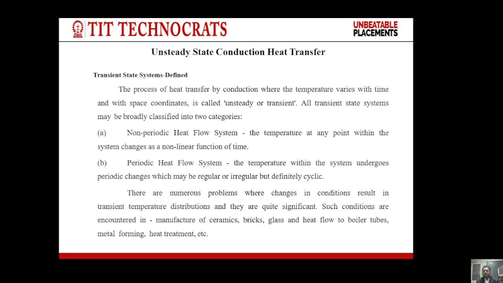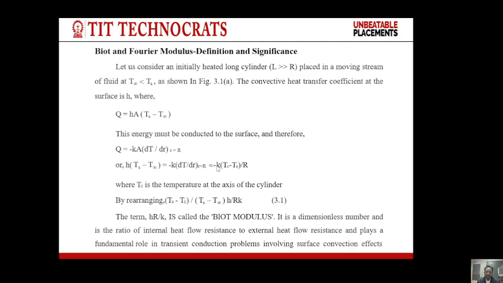So the next important point is unsteady state conduction heat transfer, that is the transient system. The process of heat transfer by conduction where the temperature varies with time and with space coordinates is called unsteady or transient. All transient state systems may be broadly classified into two categories, that is non-periodic heat flow systems and periodic heat flow systems. So we will understand by one.